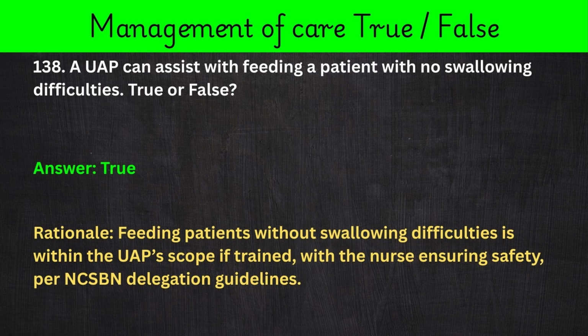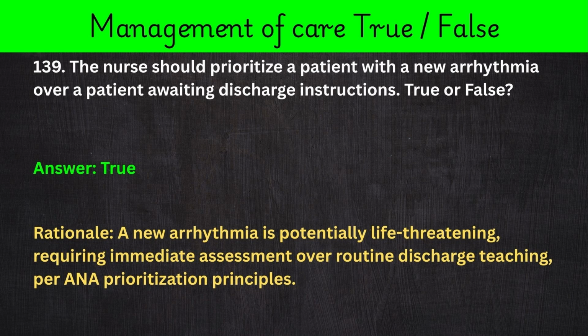delegation guidelines. 139. The nurse should prioritize a patient with a new arrhythmia over a patient awaiting discharge instructions. True or false? Answer: true. Rationale: a new arrhythmia is potentially life-threatening, requiring immediate assessment over routine discharge teaching per ANA prioritization principles.